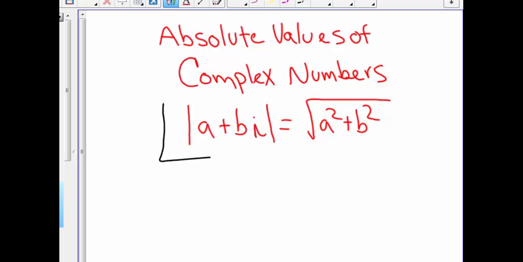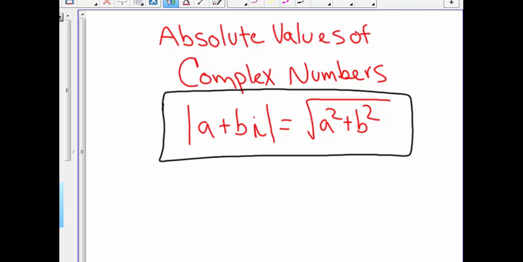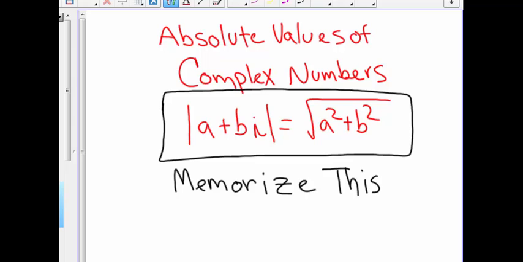So absolute value, it's the square root of a squared plus b squared. You need to make sure you memorize this. Notice we do not put the i in with the b. It's just the coefficient.